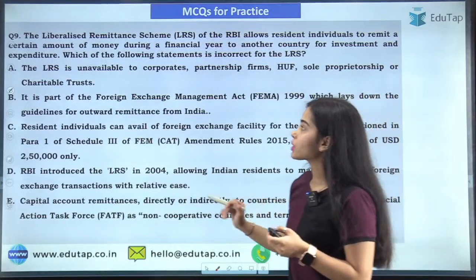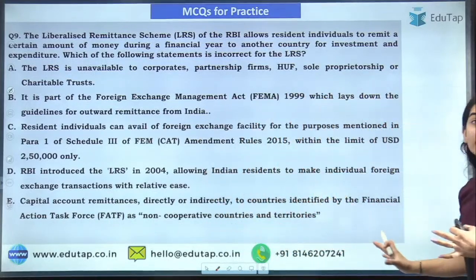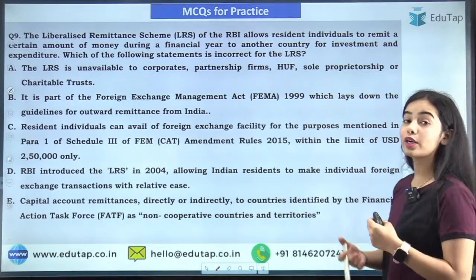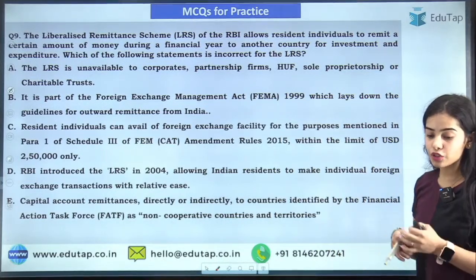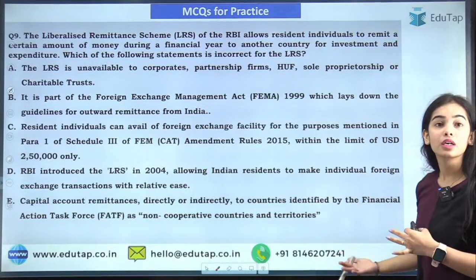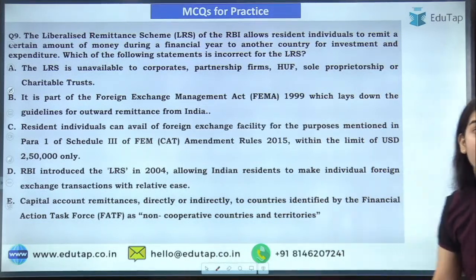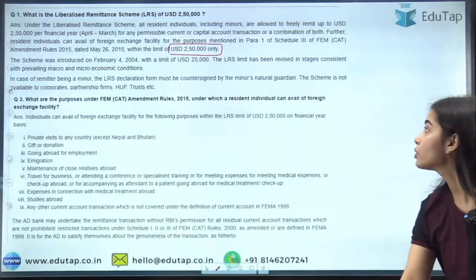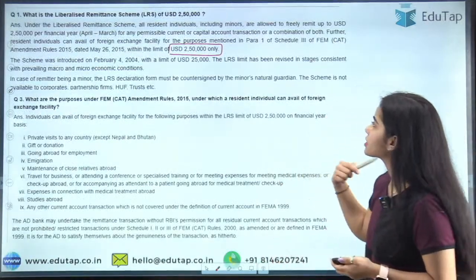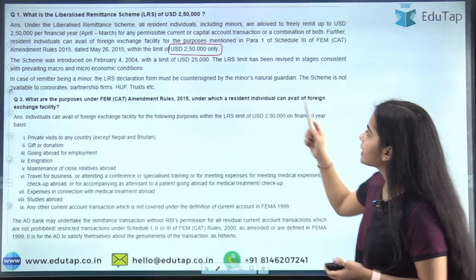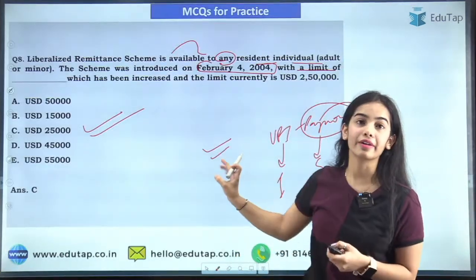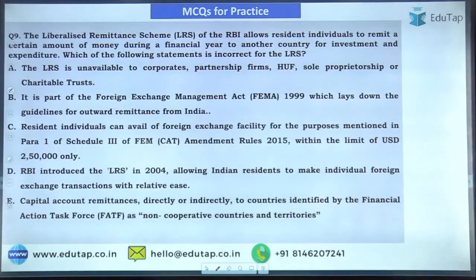So now coming to this question. First of all, read this question very carefully. Again, you can make a mistake in this question if you are not reading it well. So first of all, try to read this question very clearly, very carefully. No, it is 25,000 USD. Just a sec. Yes, it is 25,000 USD when it was introduced. It is not 2,500. Okay. So be careful with the numbers.